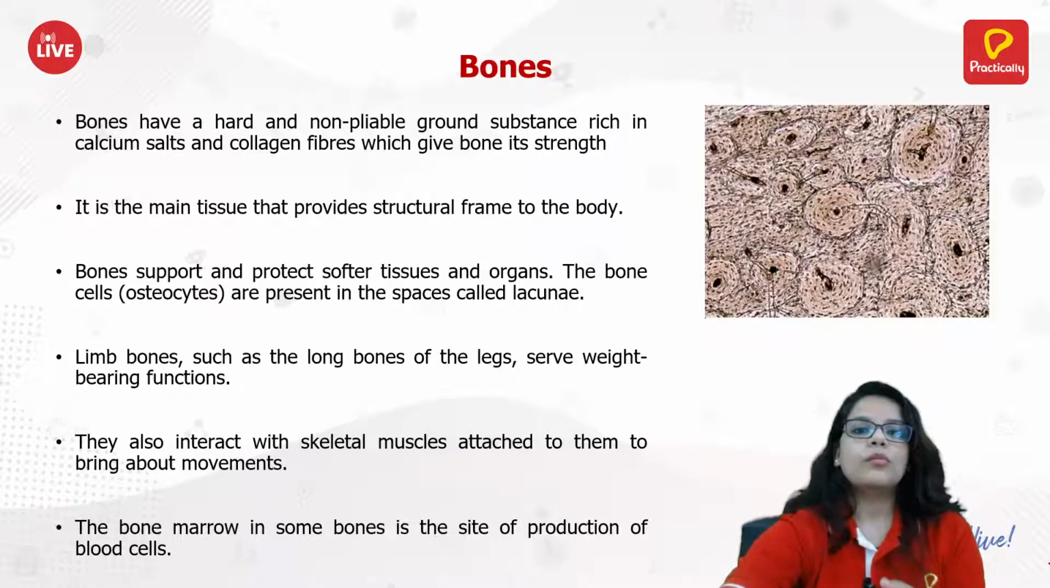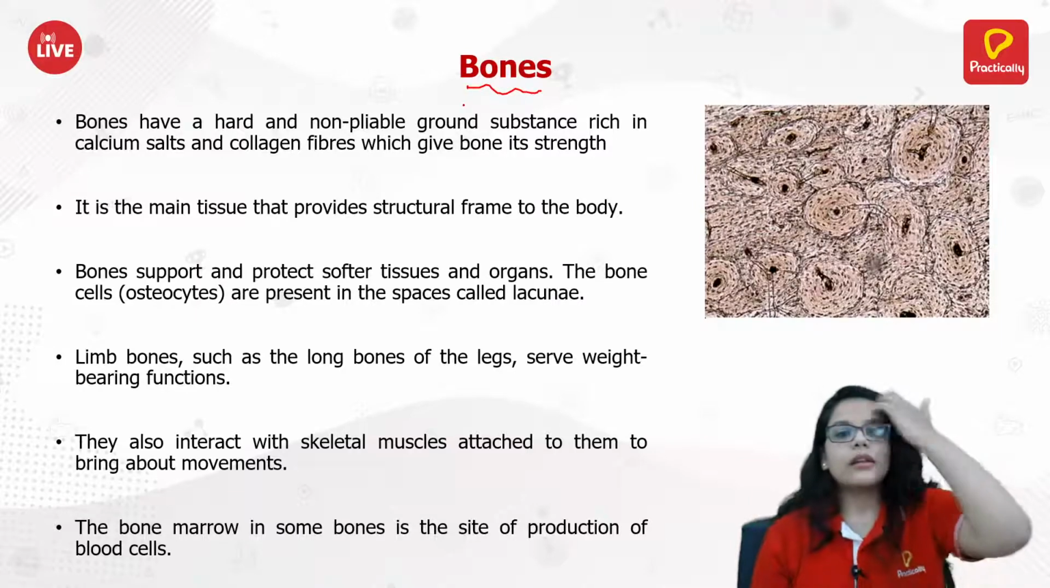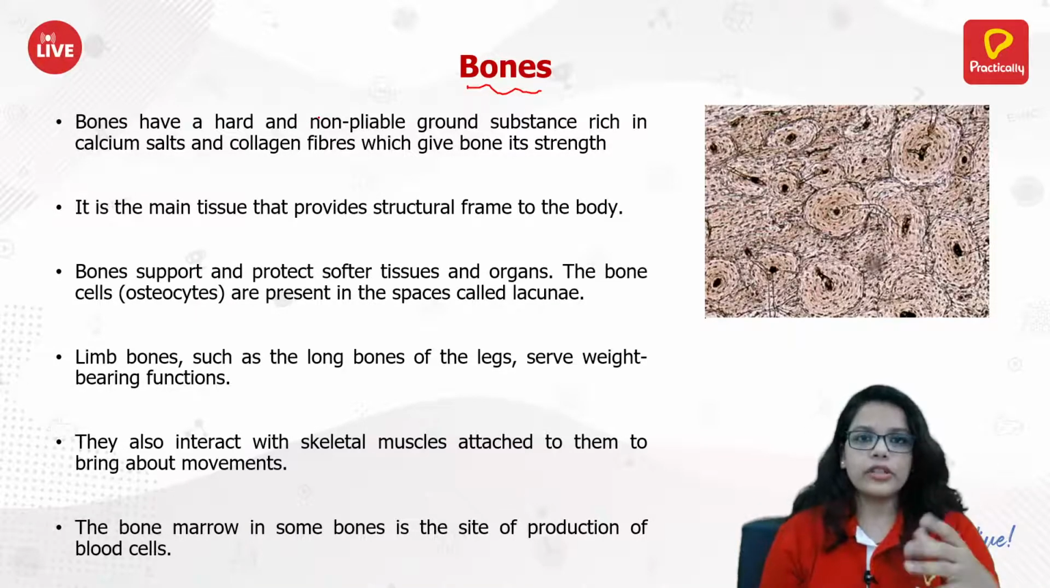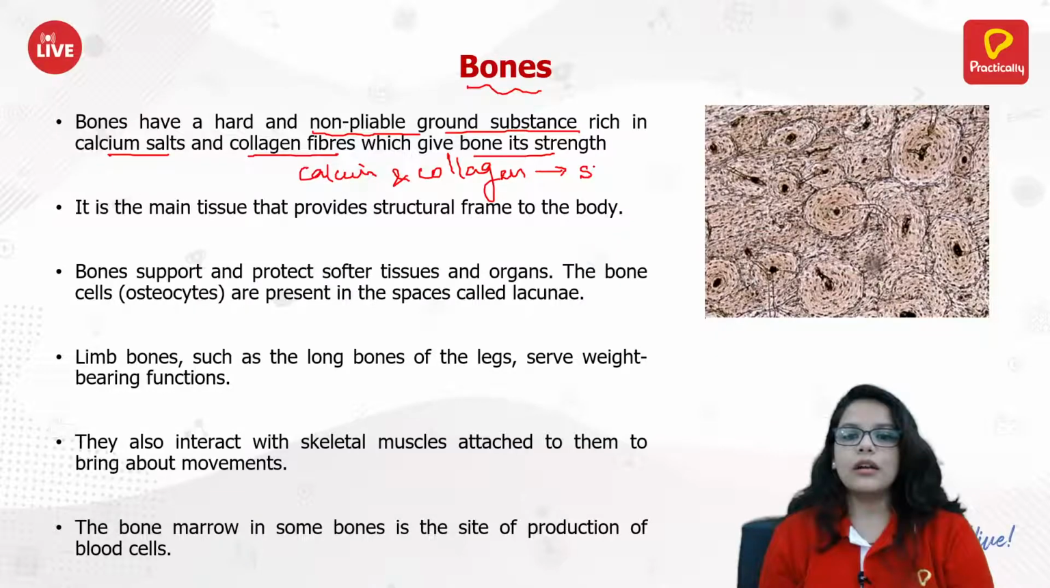Okay, so bones. Now bones are harder. These are harder than cartilage. They have a non-pliable ground substance rich in calcium salts and collagen fibers, which give the bones their strength. So they have calcium and collagen, both of which are very strong in nature. That is why bones are very strong.